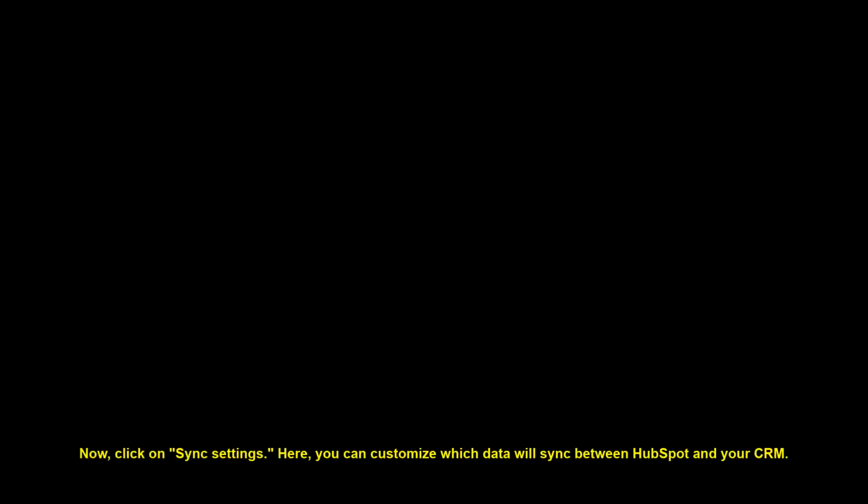Next, go back to the main integrations page. Now, click on Sync Settings. Here, you can customize which data will sync between HubSpot and your CRM. Select the lead-related fields you need for follow-up. Adjust any additional settings based on your workflow requirements.